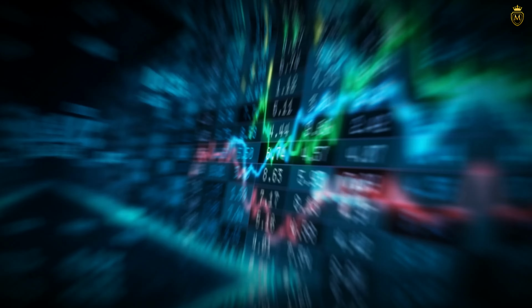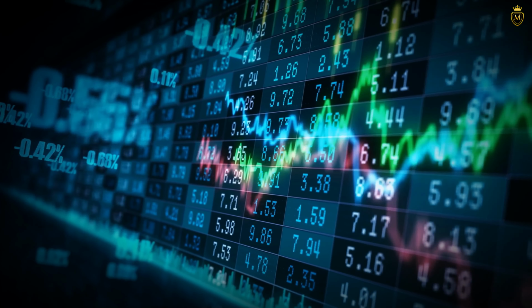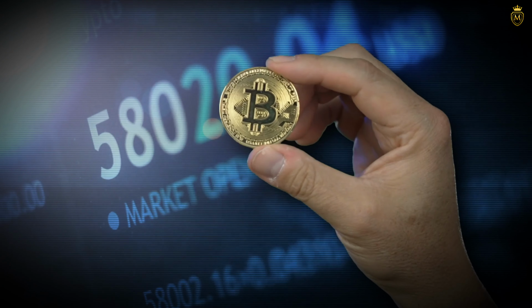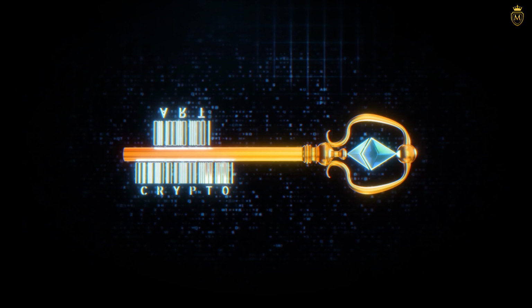As we close, remember that the financial world is always evolving. Whether it's the bond market, central bank policies, or the latest movements in Bitcoin, staying informed is key.